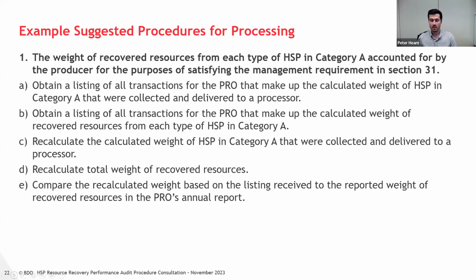This is an example of one of those detailed procedures. This would be for recovered resources for HSP in category A. The auditor would obtain a listing of all the transactions that have been collected and delivered, obtain a listing of all the recovered resources, recalculate these totals, and then compare these totals to the PRO or producer's annual report, which is the information they would be reporting to RPRA, which should match the totals on these listings.